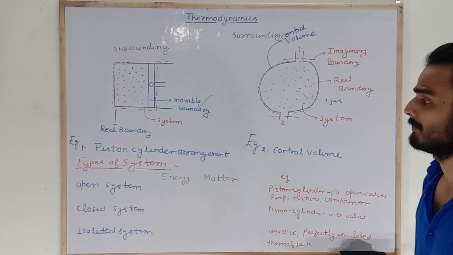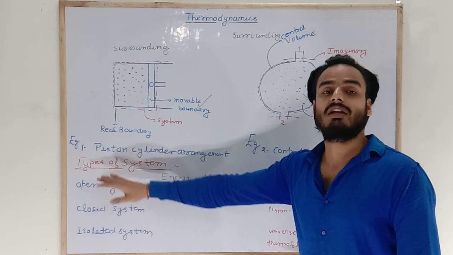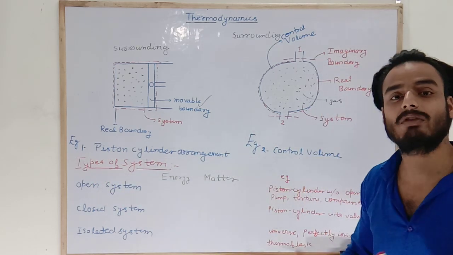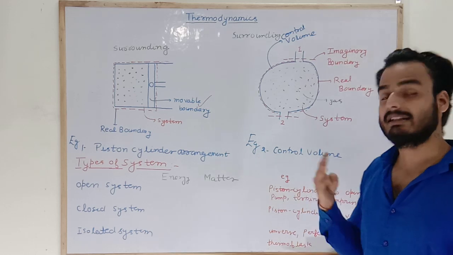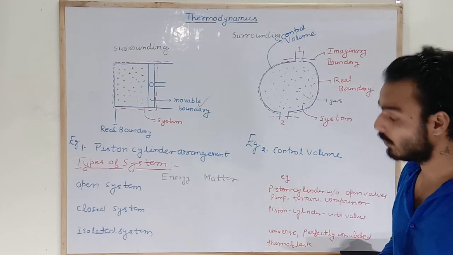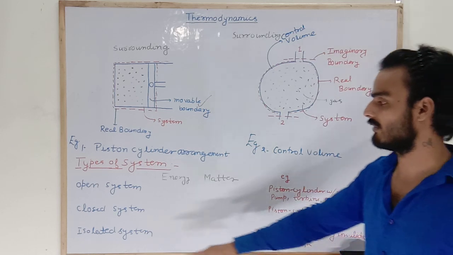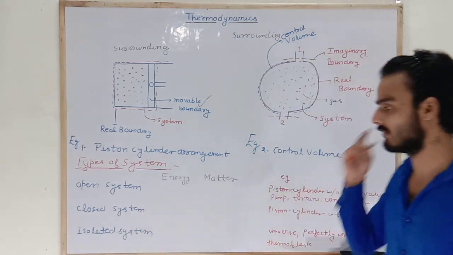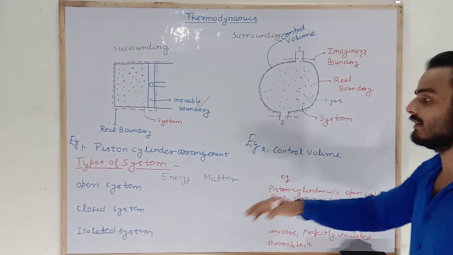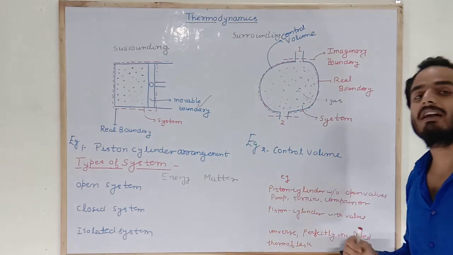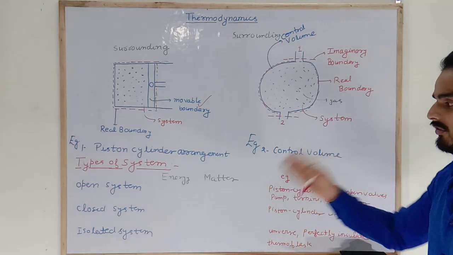Now we will study the types of system. How many types of system are there? Look here, there are three types: first is the open system, second is the closed system, and third is the isolated system. What is the difference between these three systems? One by one we will understand them through examples.